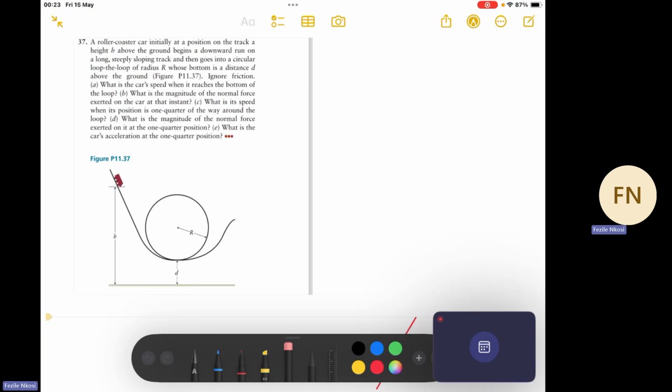We're doing problem 7.37, the roller coaster loop. Sorry about that noise.